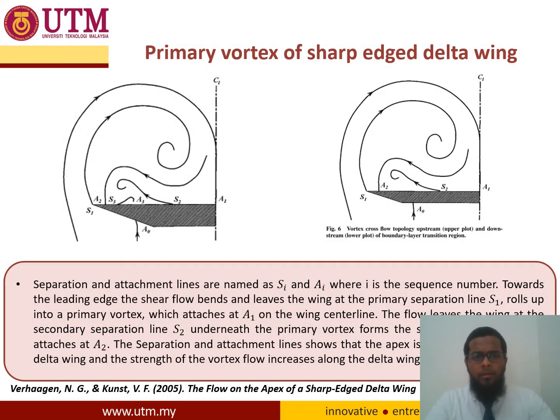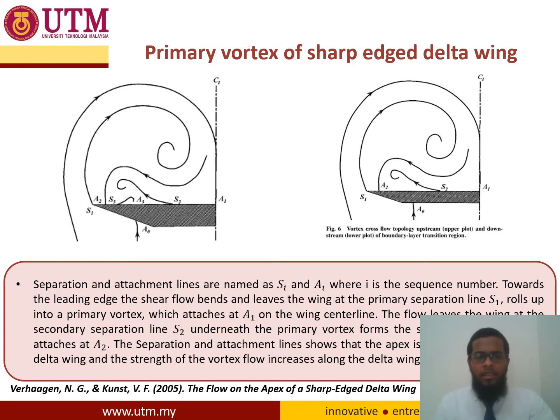In this slide, authors Verhanka NG and Kunset VF, in 2005, published a paper on the flow on the apex of the sharp edge delta wing. They used the oil flow visualization method at Mach number 0.15 and noted the separation and attachment lines, and they sequenced the separation numbers: for the primary separation 1 will be the number, and for the secondary separation 2 will be the number.